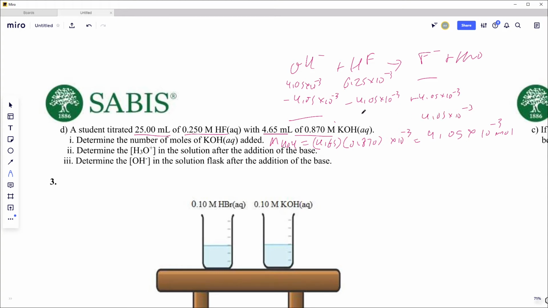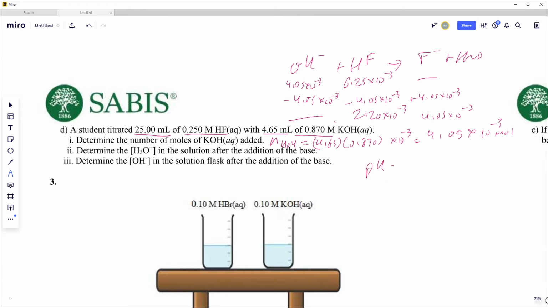Actually no, we do need to know what's left, so let me calculate that. 6.25 minus 4.05. Okay, so we get 2.2 times 10 to the power of minus 3. And yeah, so now we have HF and we have F minus. Looks like a buffer to me.